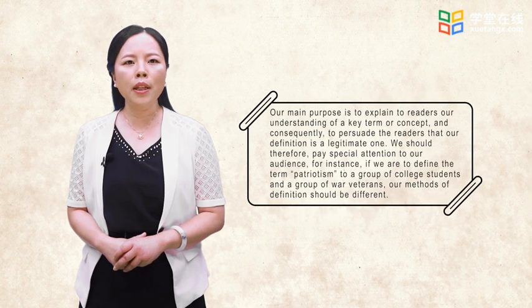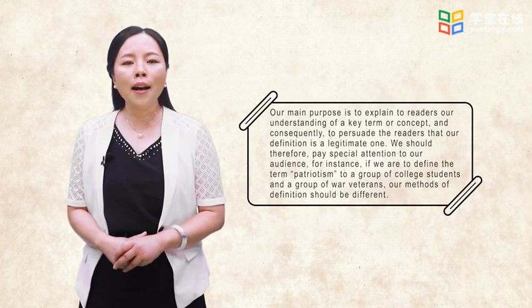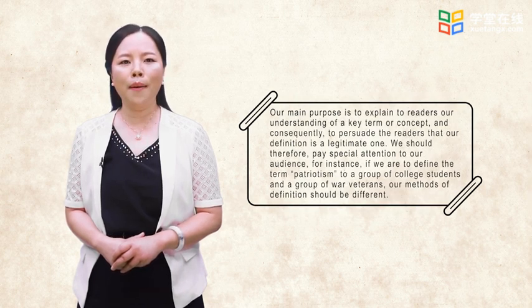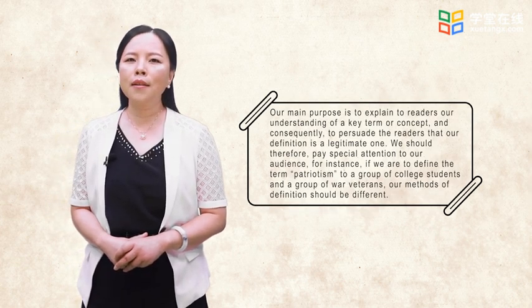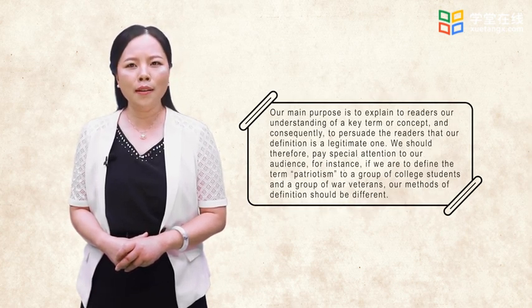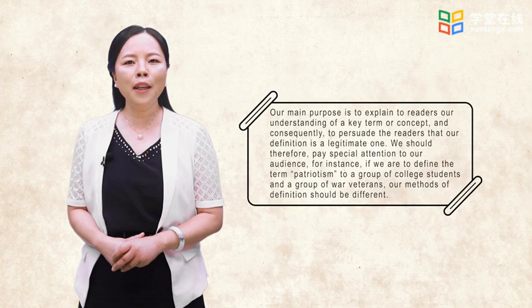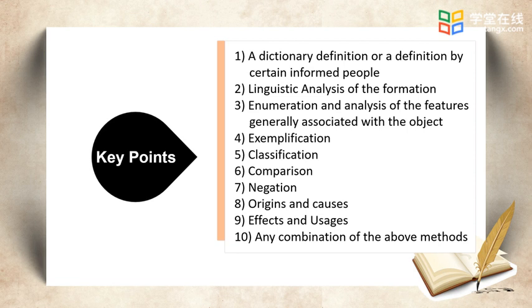Our main purpose is to explain to readers our understanding of a key term or concept, and consequently, to persuade the readers that our definition is a legitimate one. We should therefore pay special attention to our audience. For instance, if we are to define the term patriotism to a group of college students and a group of war veterans, our methods of definition should be different. Generally speaking, there are more than 10 different methods to make a definition, which I have listed here for your reference.